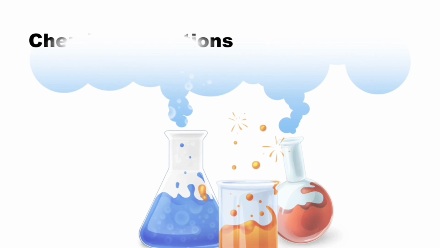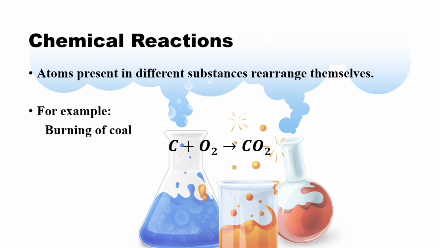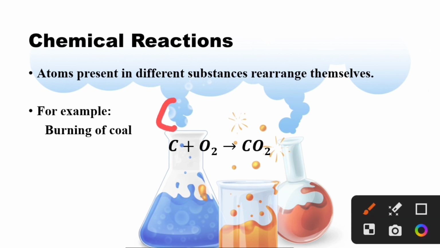So what are chemical reactions? Actually, atoms present in different substances rearrange themselves. How can we explain this statement? We can explain it by explaining the burning of coal. As you can see, the wood is mainly carbon, right? And the oxygen in the atmosphere is going to react with the carbon, right?